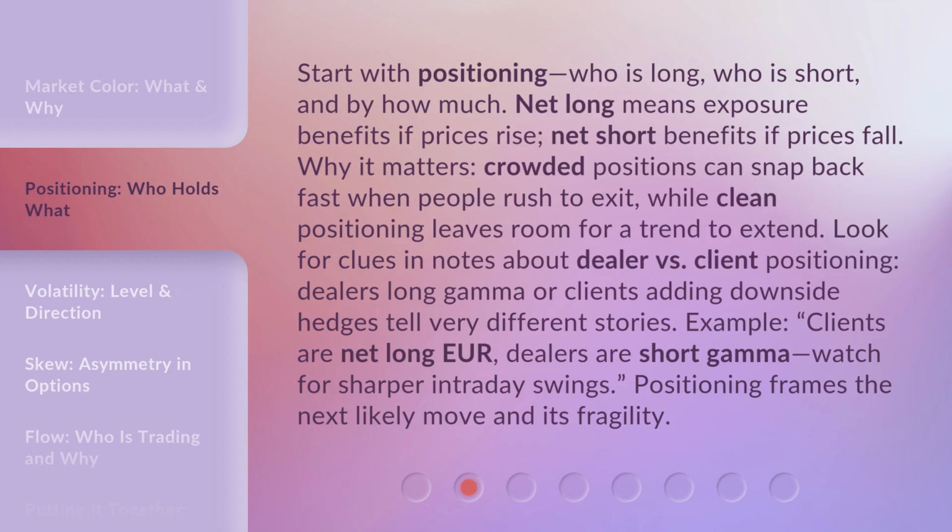Look for clues in notes about dealer versus client positioning. Dealers' long gamma or clients adding downside hedges tell very different stories. Example: clients are net long EUR, dealers are short gamma. Watch for sharper intraday swings. Positioning frames the next likely move and its fragility.